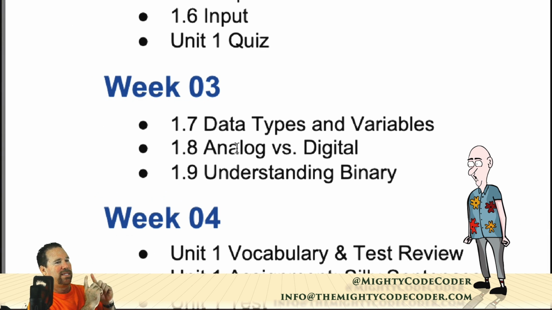Yesterday we did data types and variables. Today we're doing analog versus digital. Really kind of an abstract lesson here. I don't know where it really hooks in. Same thing with understanding binary. And all computers are binary.